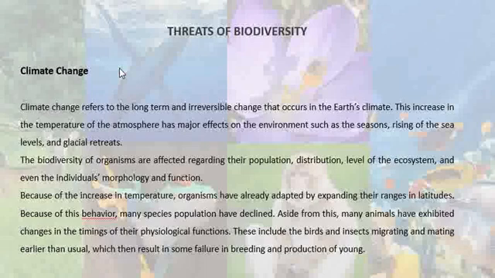Aside from this, many animals have exhibited changes in the timings of their physiological functions. Like the animals are maturing prematurely. Sometimes the animals are dying at younger ages. So there have been changes in the timing of their physiological functions also. These include birds and insects migrating and mating earlier than usual, which then results in some failure in breeding and production of young ones.